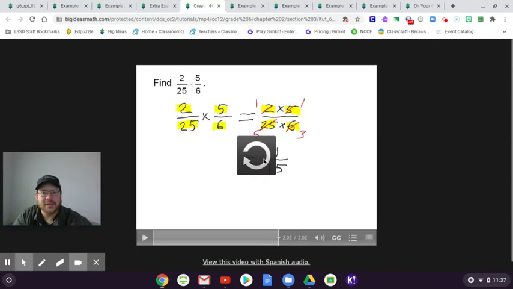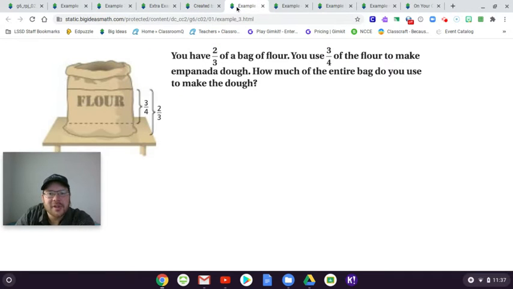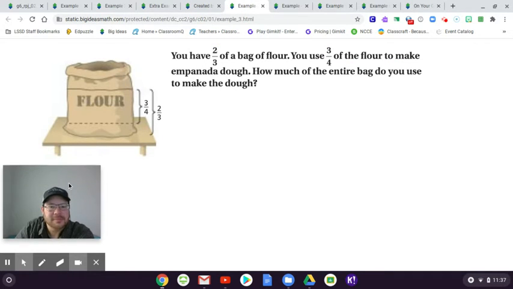All right, so hopefully you got that. Okay, now we're going to move on to a different example. So here's a word problem. You have 2/3 of a bag of flour. You use 3/4 of the flour to make empanada dough. How much of the entire bag do you use to make the dough?